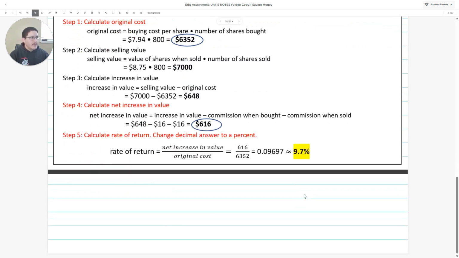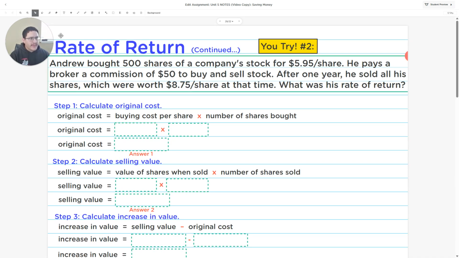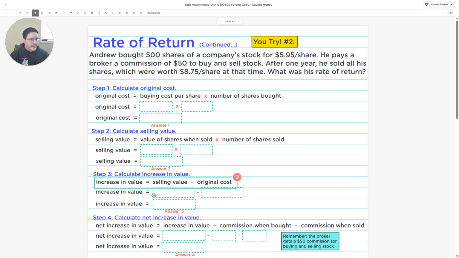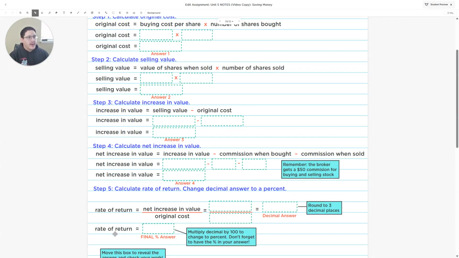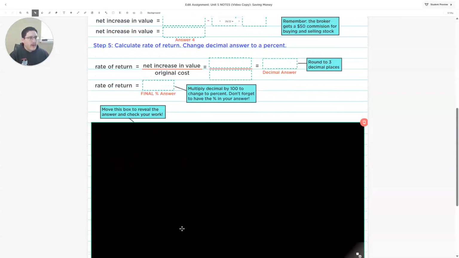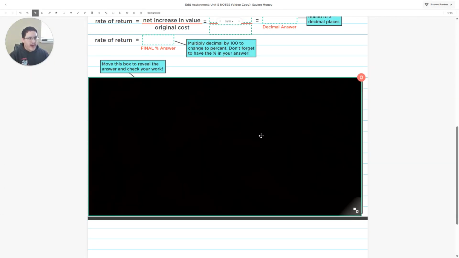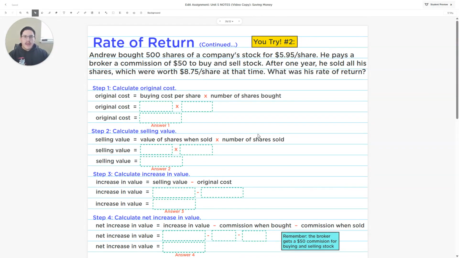But anyways, let's move on. Now we're going to do you try number 2. So at this moment, I would like for y'all to do the steps to this problem and see if you can figure out how to calculate the rate of return. And then at the bottom, if you're doing everything through ClassKick, just move this box and check your work to see if you're doing everything correctly. Let me read through the problem, and then y'all can go ahead and try this on your own.